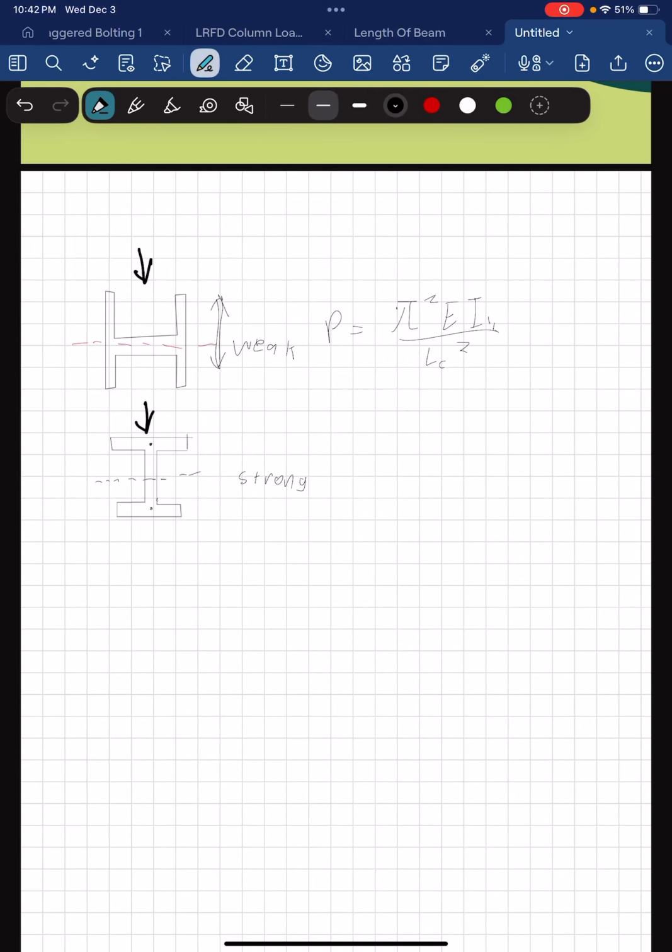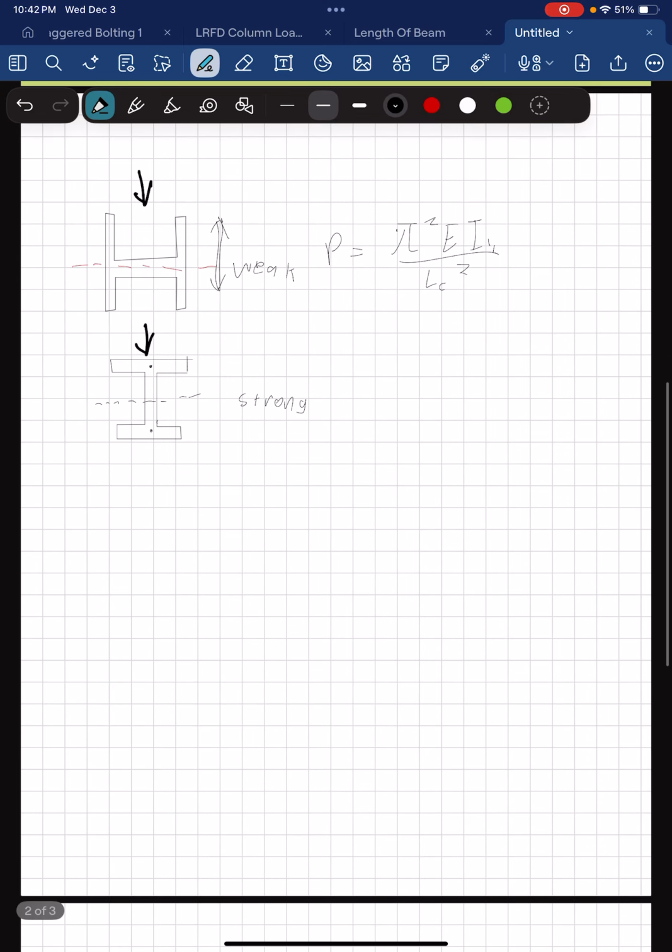I recently had a friend ask me, when it comes to columns, why does it matter that we have a weak and a strong axis? And why does one of them govern the loading that's going to be on the beam, or on the column for that matter? And quite frankly, I confused it with a beam there because it's easier to think about this in terms of a loading axis from a beam perspective.